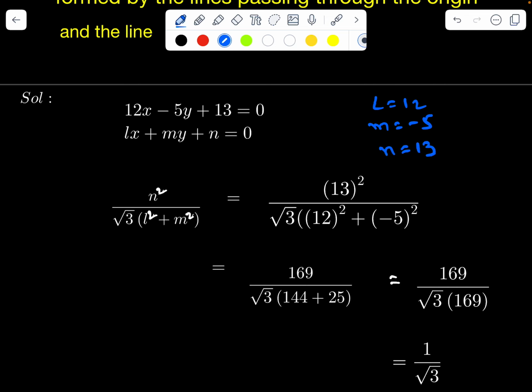Therefore, n square 13 square by root 3 into L square 12 square plus m square, minus 5 square. 169 by root 3 into 144 plus 25. 169 by root 3 into 169. 169 cancel. Therefore, answer is 1 by root 3.